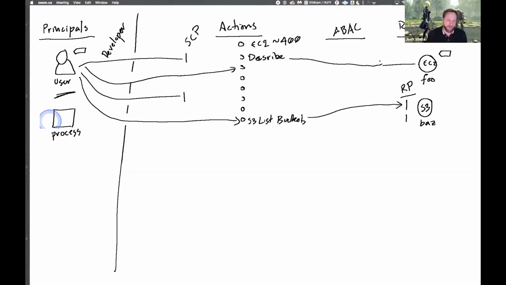Here we're talking about processes, like an EC2 instance. I think of that as just being like a process. Well, it can be granted a policy through what's called a role association.